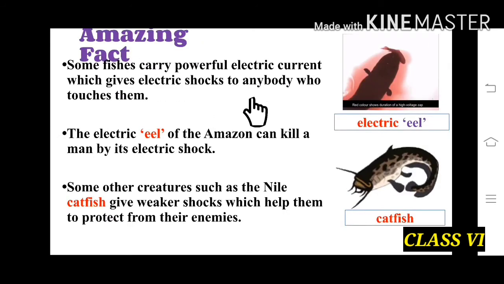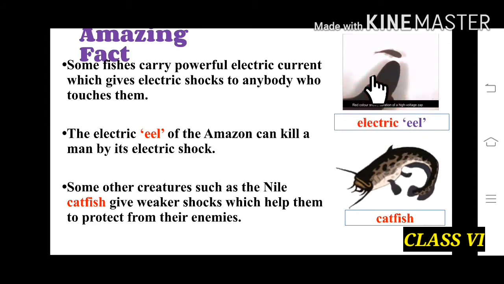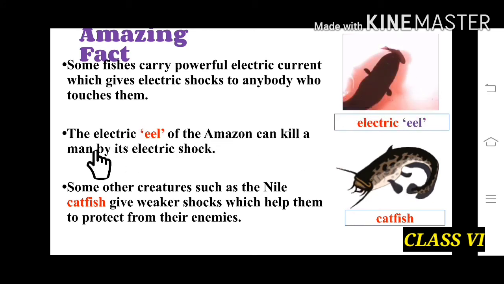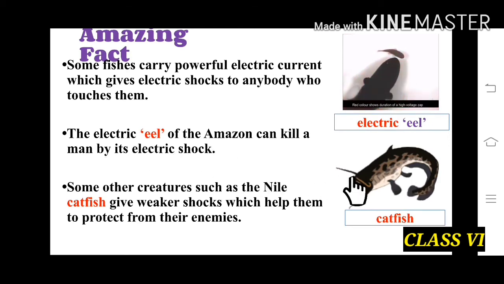Amazing fact: in this picture we can see an electric eel and it carries a powerful electric current which can give a shock to anybody who touches it. So in this picture we can see that the electric eel is producing a red color and it shows a duration of high voltage. The electric eel of the Amazon can kill a man by its electric shock. Some other creatures such as the Nile catfish can give weaker shocks which can help them to protect themselves from enemies.